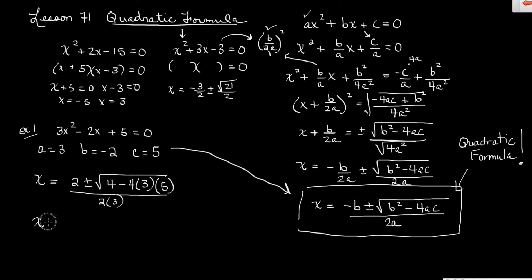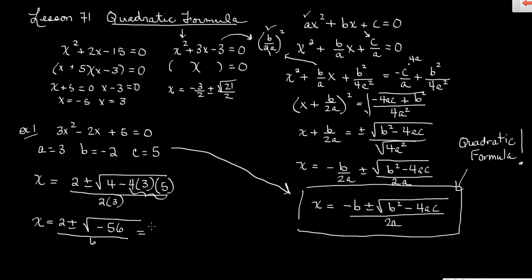So we get x equals 2 plus or minus the square root, and if we multiply and subtract all those things together, we're going to get negative 56. Make sure you do your multiplication first and then subtract it from 4. All over 6. Let's see if we can simplify this a little bit. First of all, we have a negative number under a radical, so that's going to be an i.